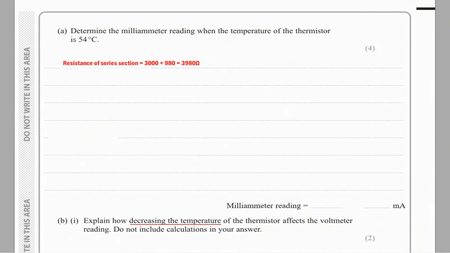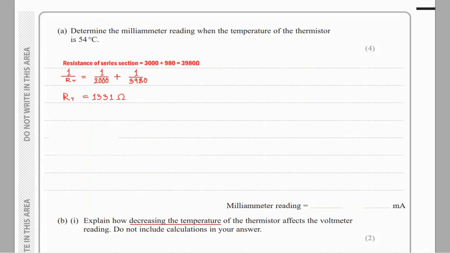What is your next step? Then find out the total resistance. So resistance in the series section is 3980, and this is in parallel with the 2 kilo ohm or 2000 ohm resistor. The equation for total resistance in parallel is 1 by RT equals 1 by R1 plus 1 by R2. So the value of RT is 1331.